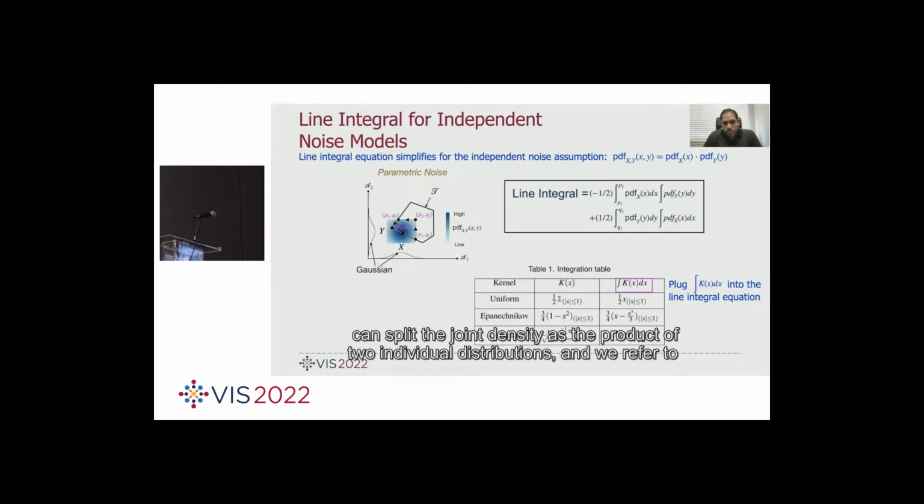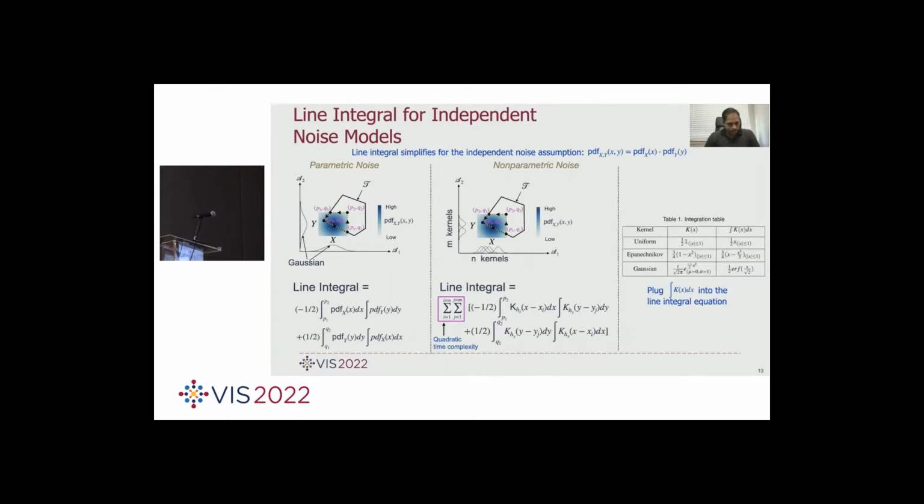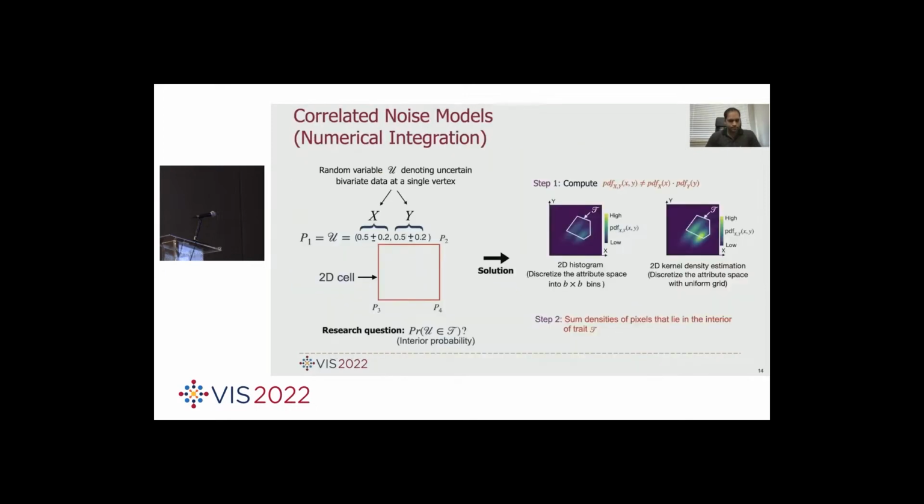And we refer to the integration table shown on the bottom for various kernels, where we plug the integral of a kernel into the line integral equation to get the closed form solution of interior probability. Now, in the case of non-parametric noise, essentially each density is the sum of multiple kernels as depicted in the center column. And now the line integral for non-parametric noise takes a similar form as the parametric noise, except that it has to go through all pairs of kernels to compute the line integral, which amounts to quadratic time complexity.